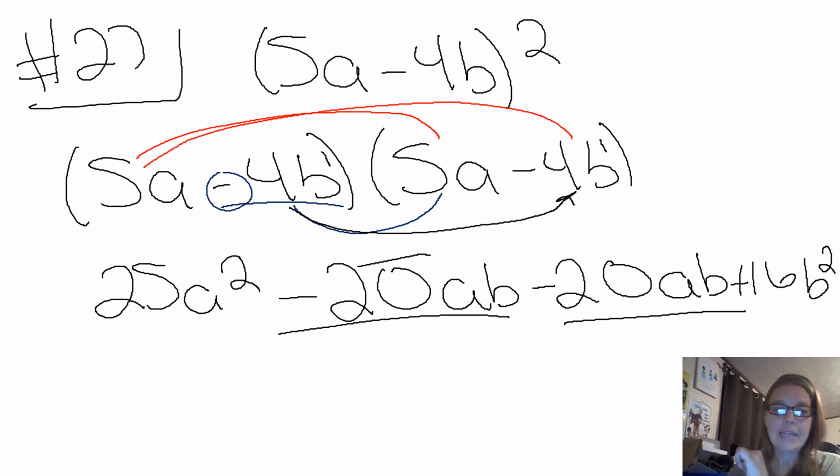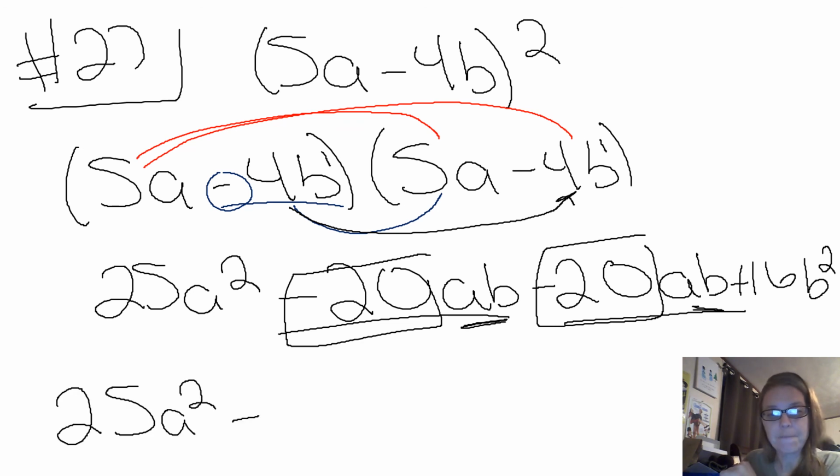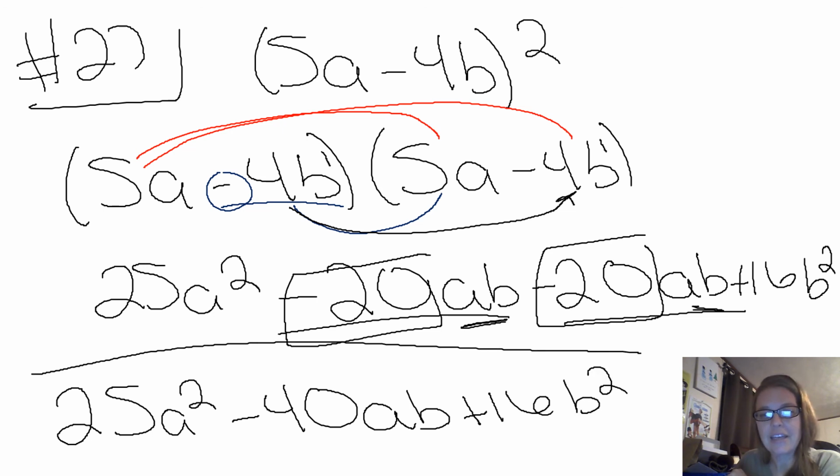When I'm adding like terms, I add my coefficients and I keep my term. So negative 20 plus negative 20 is going to be negative 40. I don't have any other a squares. That stays. Add your coefficient, keep your term. And then I don't have any other b squareds, so that's going to stay. All right.